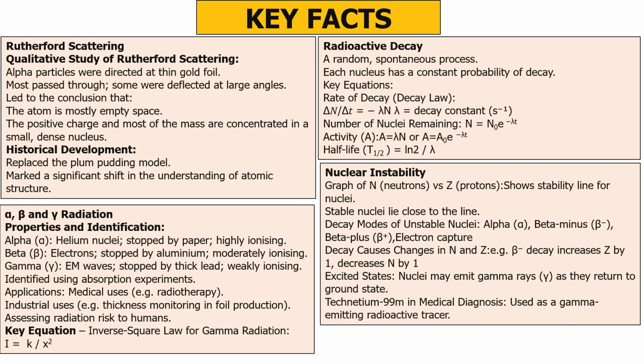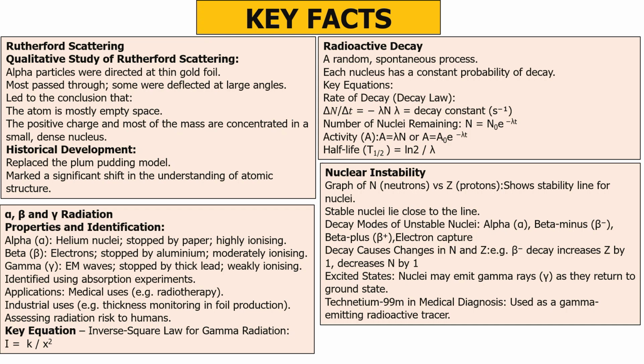For alpha, beta and gamma, we know alpha is the helium nucleus, it's stopped by paper and is highly ionizing. Beta are electrons, stopped by aluminium and are moderately ionizing. Gamma is EM waves, stopped by thick lead and is weakly ionizing. Now they're identified using absorption experiments. They have many applications such as medical uses and industrial uses such as thickness monitoring and foil production. Now the key equation is the inverse square law for gamma radiation: I is equal to a constant over x squared.